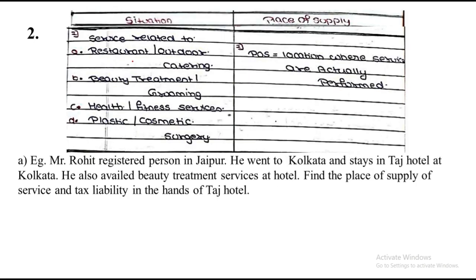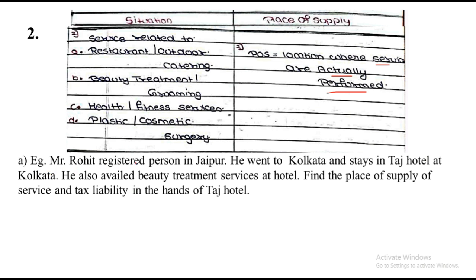Second, services related to restaurant, outdoor catering, beauty treatment, grooming, health, fitness service, plastic and cosmetic surgery. So any services which are related to restaurant, beauty, health, plastic surgery, cosmetic, the rule is the place of supply will be the location where the services are actually performed. So very simple. Wherever these activities are taking place, that place will be your place of supply.